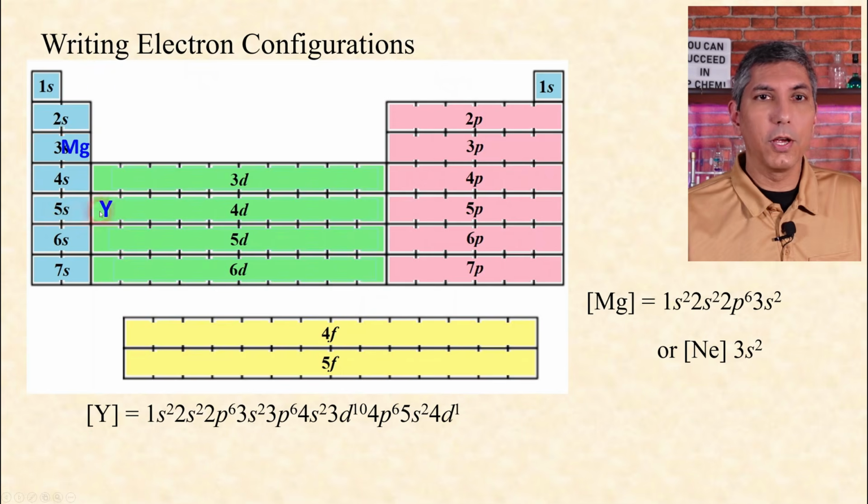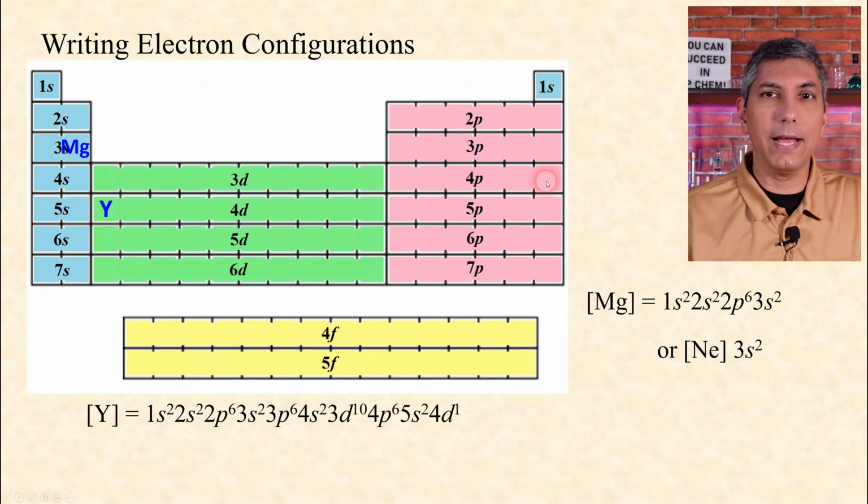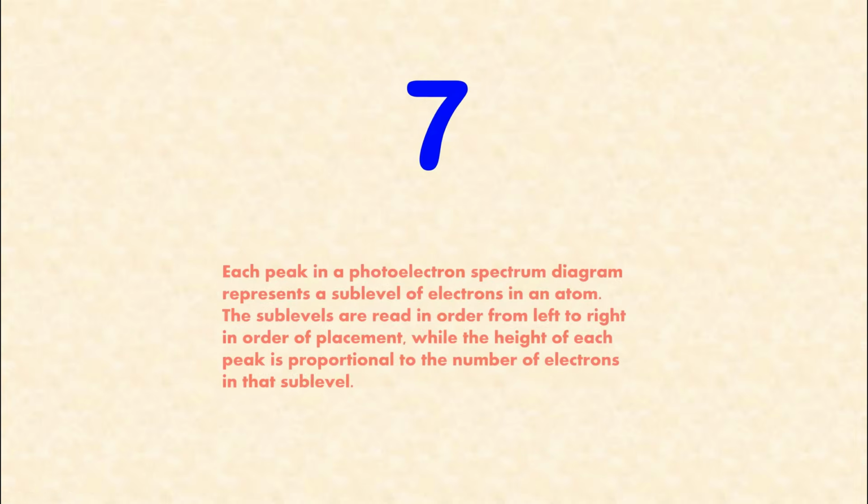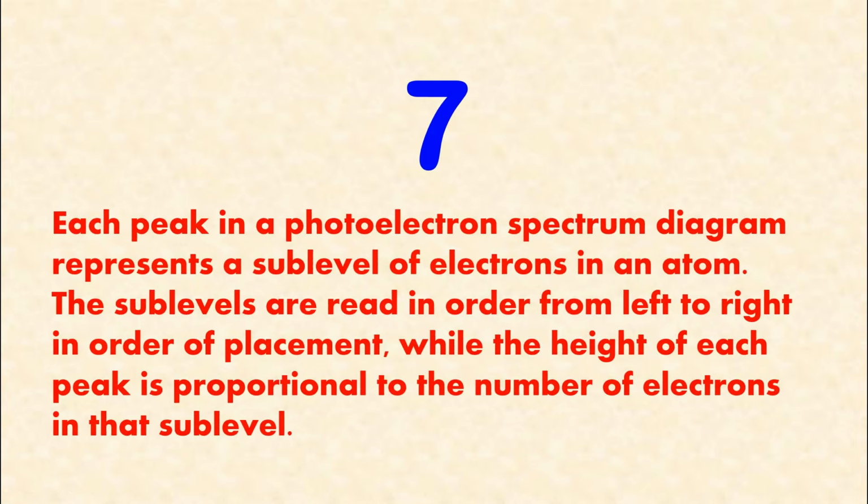Or if you prefer, you can back up to the previous noble gas, which is krypton, and pick up from there, 5s2, 4d1. Number 7. Each peak in a photoelectron spectrum diagram represents a sublevel of electrons in an atom. The sublevels are read in order from left to right, in order of placement, while the height of each peak is proportional to the number of electrons in that sublevel. If you can write an electron configuration, you can read a photoelectron spectrum diagram as well.